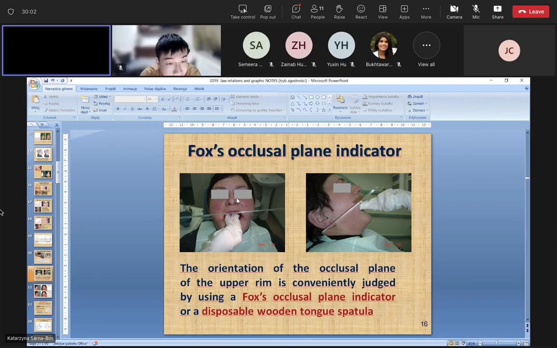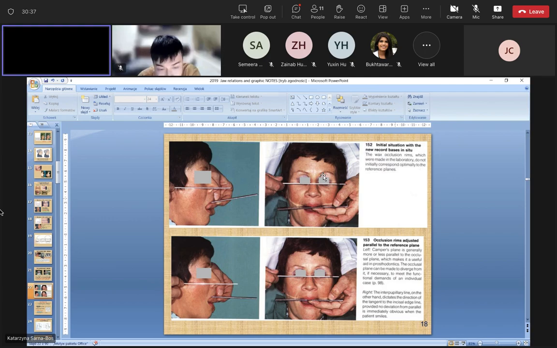Okay, and here you can notice the orientation of the occlusal plane of the upper rims using the Fox occlusal plane indicator, or we can also use a disposable wooden spatula. So, as I told you, also the mirror, also the ruler, some things which can show us the parallelism between these two lines. Okay, and again, look at the upper picture.